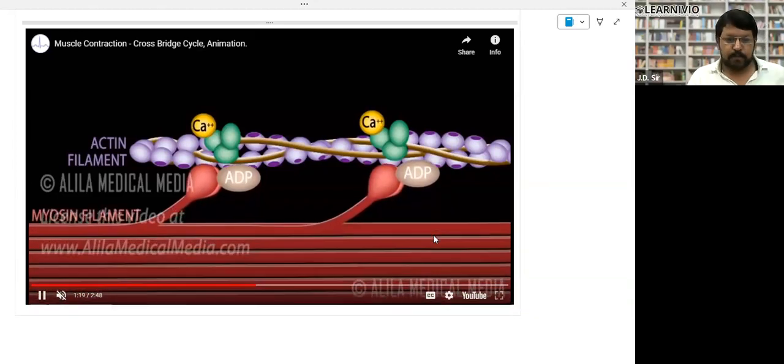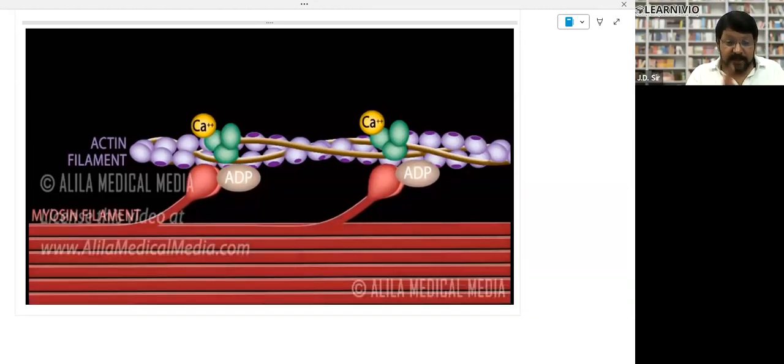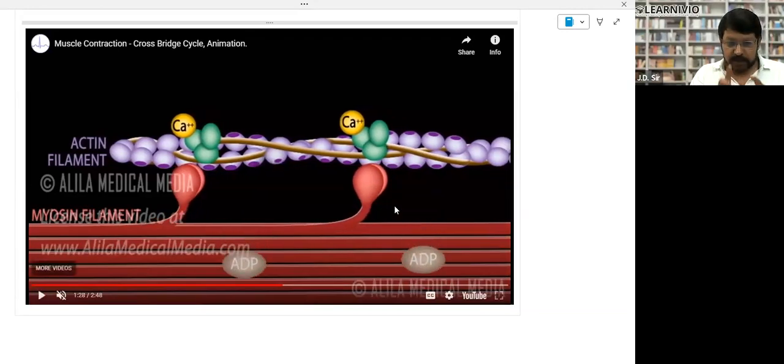ATP broke down into ADP. Due to the ATP breakdown, energy will be provided. Try to understand, this energy helps in two places. First, the binding between actin and myosin. This is the myosin binding site, and there is the actin binding site. Both have bound. And after binding, it has slid back.